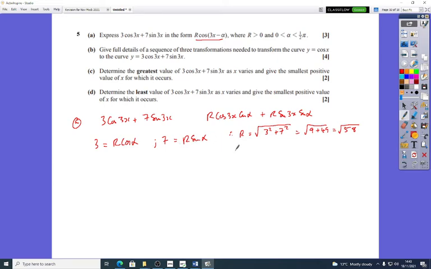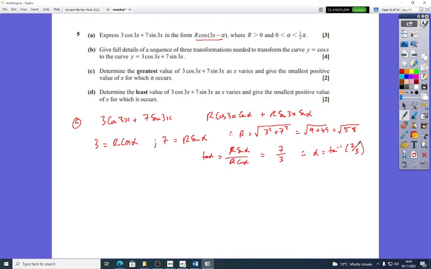And if I do that divided by that, I'll get tan. I'll write it down in full. r sin alpha over r cos alpha is equal to 7 over 3. These will cancel, and that ends up being tan alpha. Therefore, alpha ends up being tan inverse of 7 over 3.